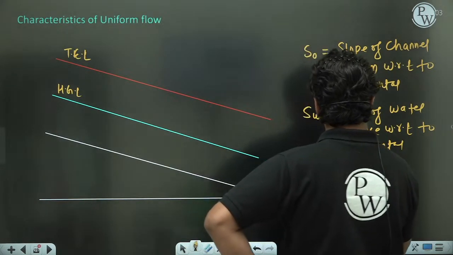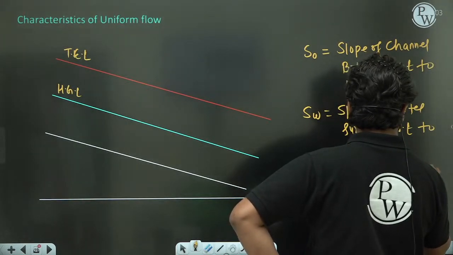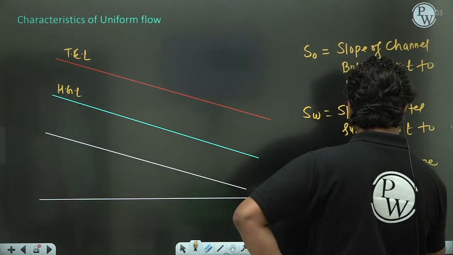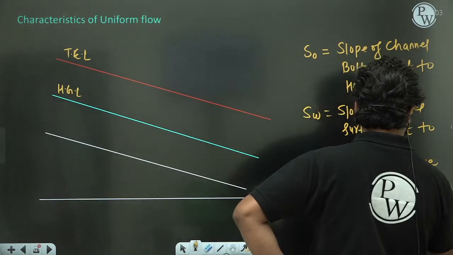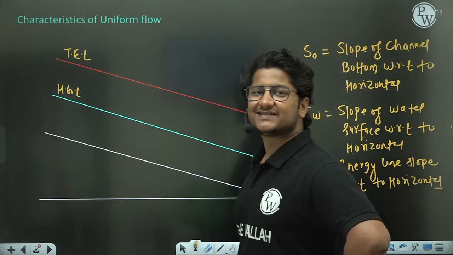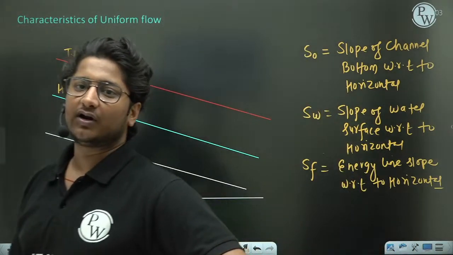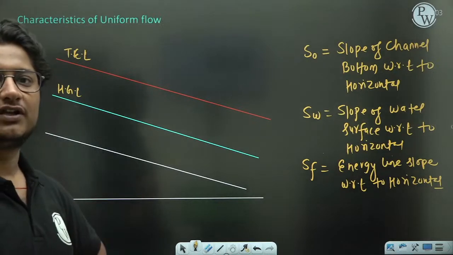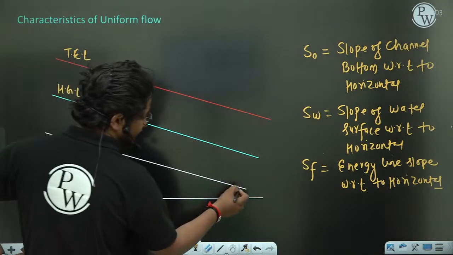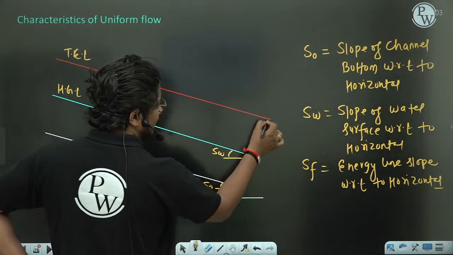And the SF is the energy line slope with respect to horizontal. So this line slope is S0, this line slope is SW, and this line slope is SF. And all these slopes we are taking with reference to the horizontal direction. So basically, if you see, this is the S naught, this is the SW, and this is the SF.